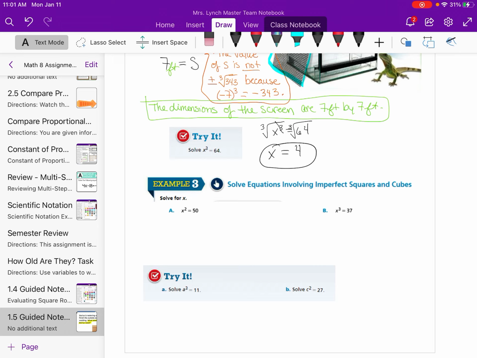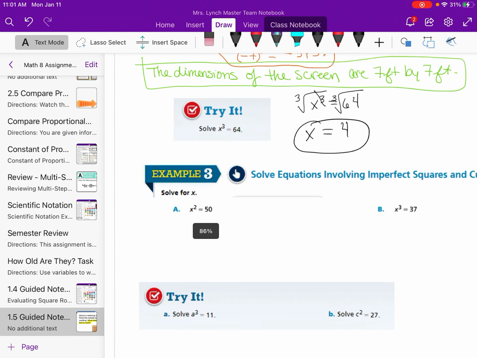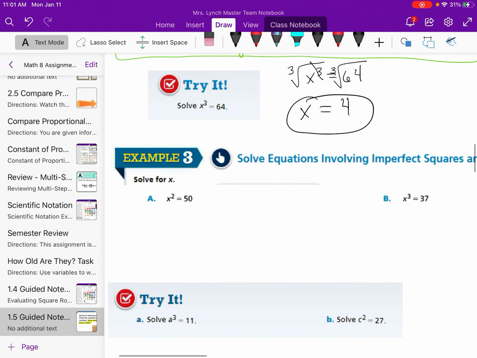So what we're going to do is the same exact steps. It's nothing trickier. Actually, you might even find it easier. So let me zoom in a little bit. Let's look at this first one. So we're still wanting to get x by itself. So x squared equals 50. Well, if we want to get rid of the squared, that means we need to take the square root. Again, that's going to cancel and leave you with just x.